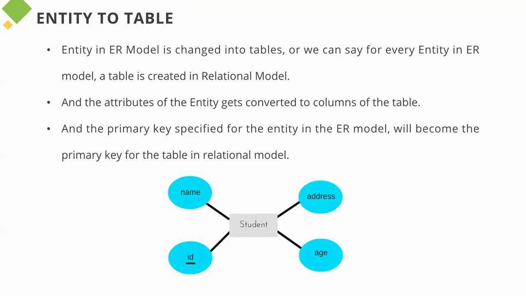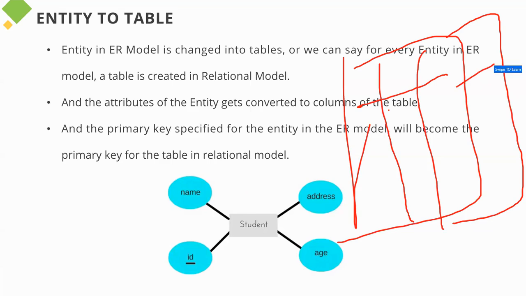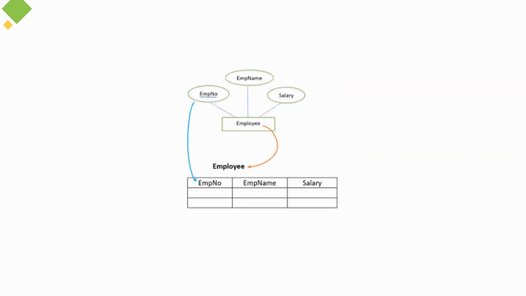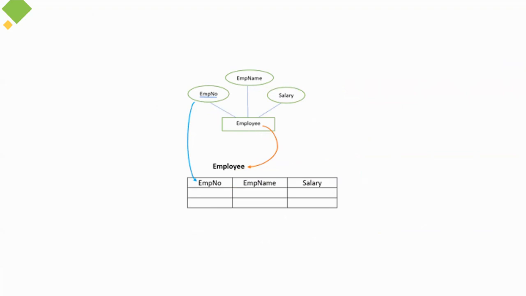If I say the student table, with columns ID, name, age, and address, I'll specify this ID as the primary key constraint. That's it. See, if you take employee, employee number, employee name, and salary, right? In the employee table, I have the columns employee number and employee name, so attributes are converted to column names.